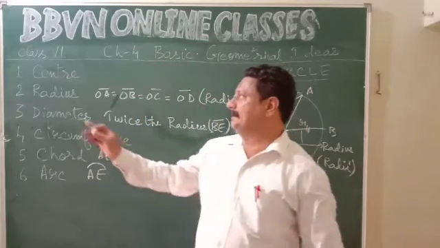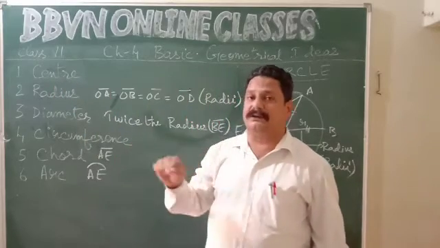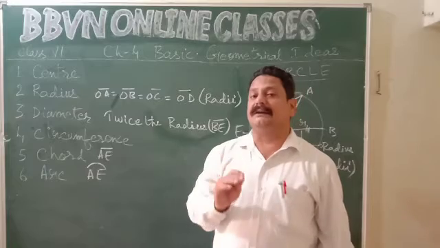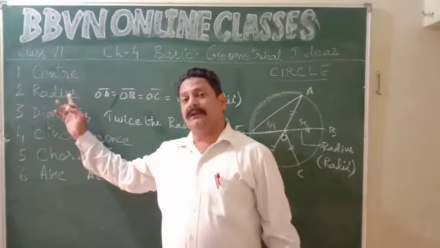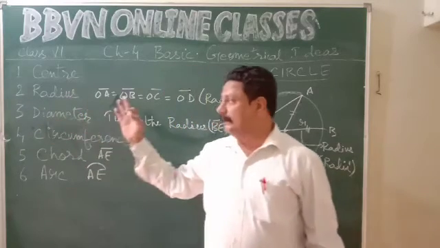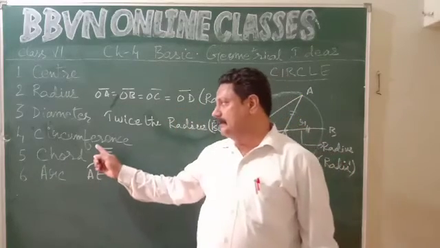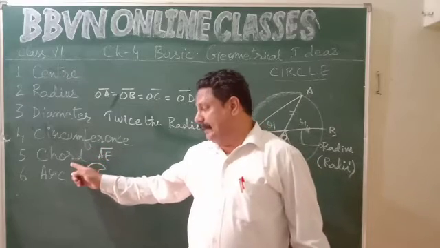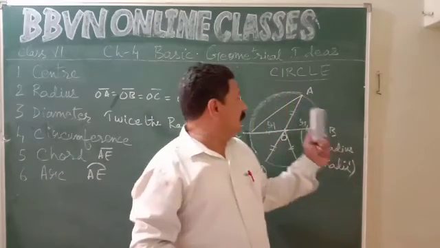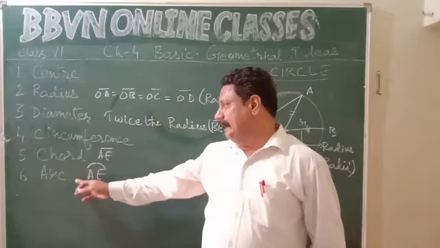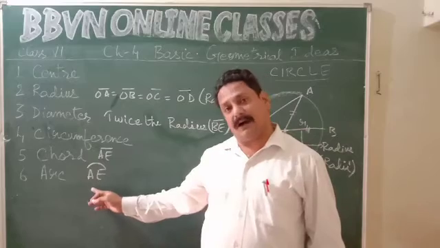So what have we discussed? Center is the point from which every point on the circumference of the circle is at equal distance, and that distance is called the radius of the circle. Twice the radius is called the diameter of the circle. The entire circular part, the boundary, is called the circumference. A line segment which connects any 2 points on the circumference of the circle is called a chord. AE is a chord, right? Then a part, a fraction of the circle, is called an arc, right?